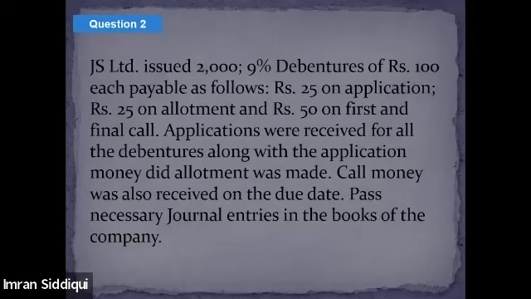Let me read this question for you. Yes Limited has issued 200, 9% debentures, having a face value of 100 rupees, which is payable as follows: 25 rupees on application, 25 on allotment, 50 on first and final call. Applications were received for all debentures along with the application money, and allotment was made. All money was also received on the due date. Pass the necessary journal entries in the books of the company.